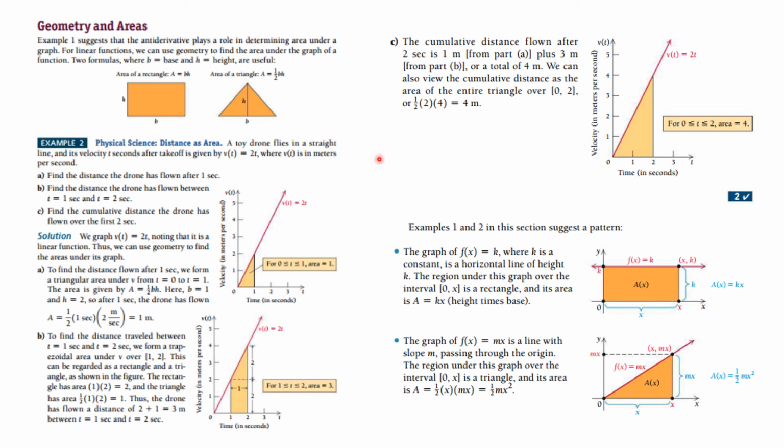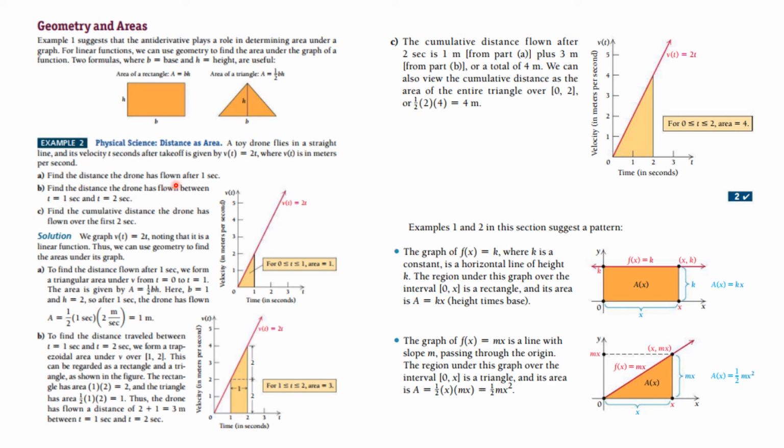We will use them, and we'll talk about example 2, which is drawn from the physical science, and this is distance as an area. So suppose a toy drone flies in a straight line, and its velocity t seconds after takeoff is given by v of t equals 2t. So you see it starts out at the very beginning going 0, but then it starts going faster and faster. So it's going 2, and this is meters per second, and it's going faster and faster because its velocity is growing at 2t.